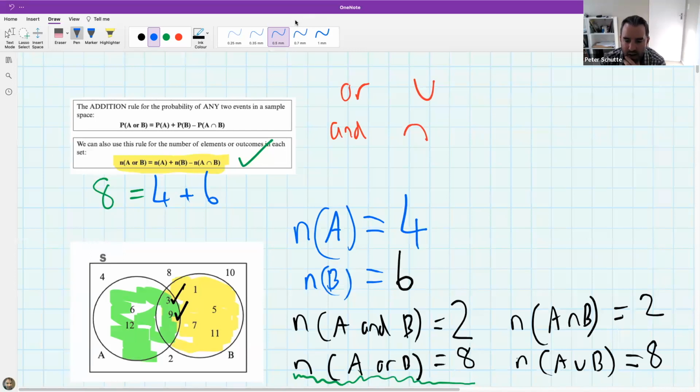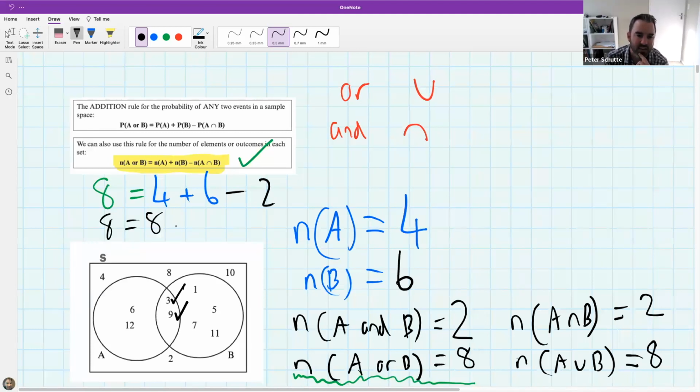So what I think has happened is that when we added up A, we counted the 3 and 9, and when we added B, we counted the 3 and 9 again. So we've counted this middle bit twice. And so in order to deal with that, we have to take away the n of A and B, which is 2. And now we can see that the equation works.